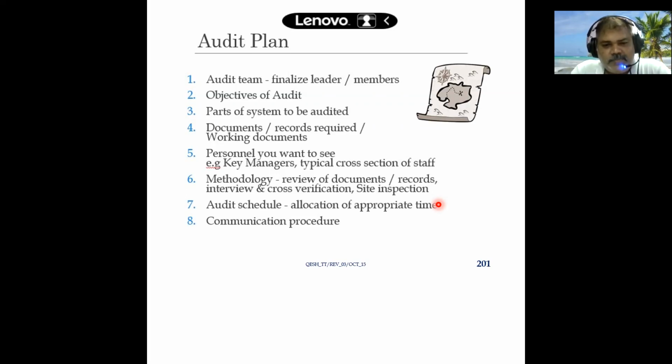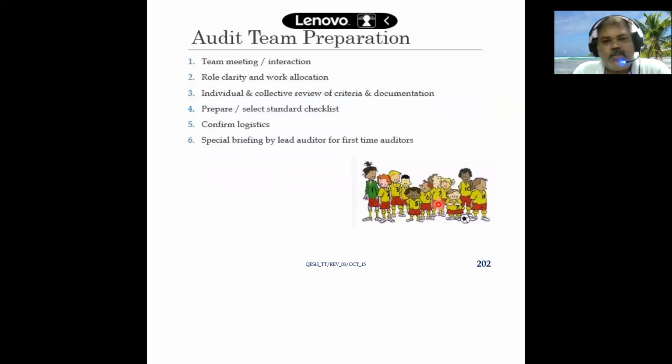So you make an audit schedule, allocate appropriate time, and communicate procedures, those things. Then team preparation: your team meeting and interaction, role clarity and work allocation. Then individual and collective review of criteria and documentation, and prepare and select the standard checklists. They can do it for confirming logistics, and special briefing by lead auditors and first-time auditors. So these are things that need to be taken care of. Logistics, because sometimes, for a quality process, they are going to measure, right? So some of the product specs, maybe they are going to measure the length, height, the specification, maybe they are very fine.